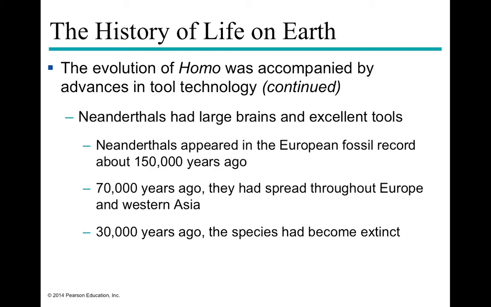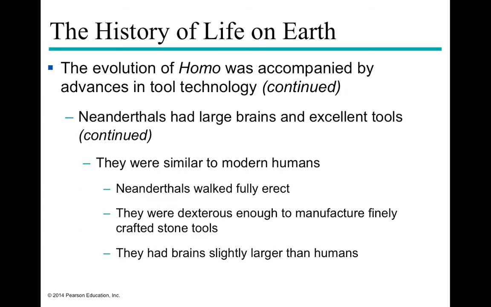By the time we reach Neanderthalus, we have very large brains and an excellent tool record. Neanderthalus appeared approximately 150,000 years ago in the European fossil record, and by 70,000 years ago, they had spread through Europe and Western Asia. However, by the 30,000-year mark, the species had become extinct.